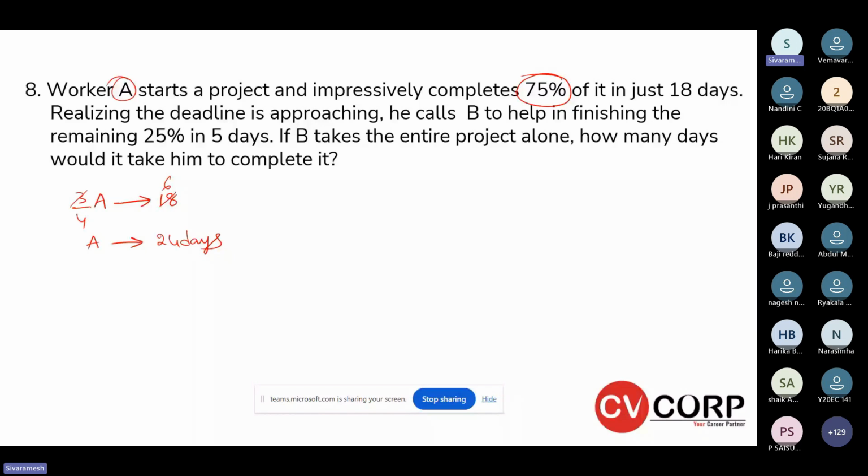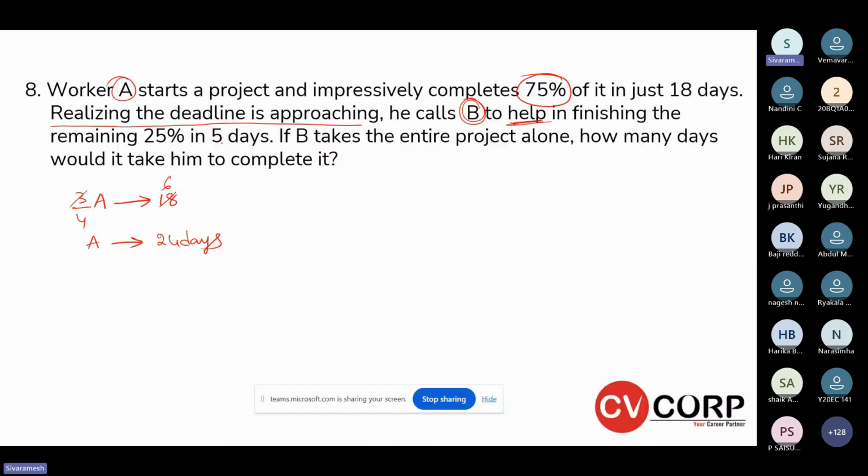Now just understand the condition here. Realizing the deadline is approaching, he feels that he cannot complete the entire work on time, so he wants to take help from B. So he included one more person, B. With the help of B, obviously A and B are working now. How many days have they taken? 5 days to complete the remaining 25% of the work.